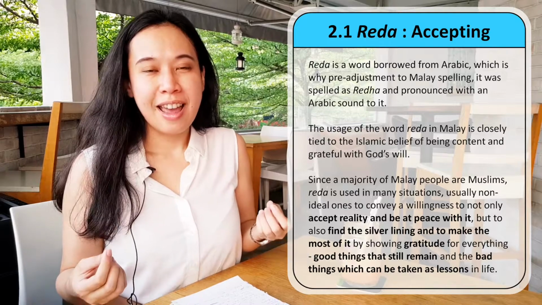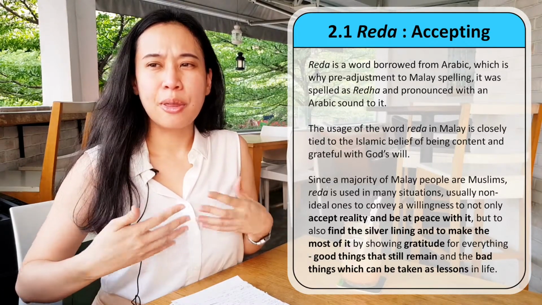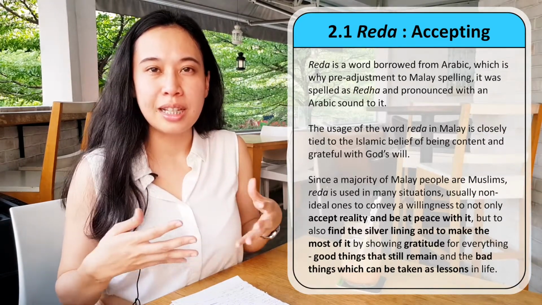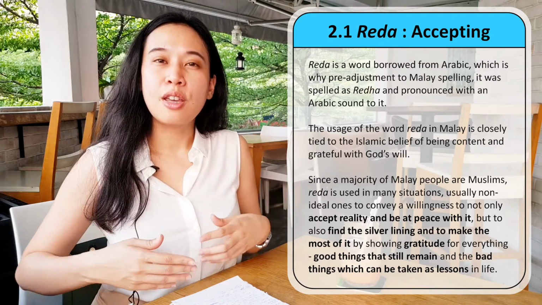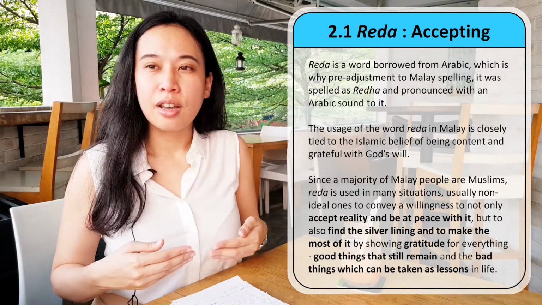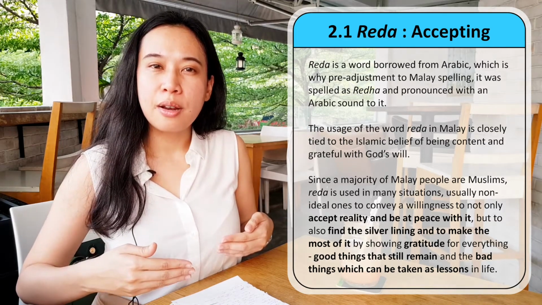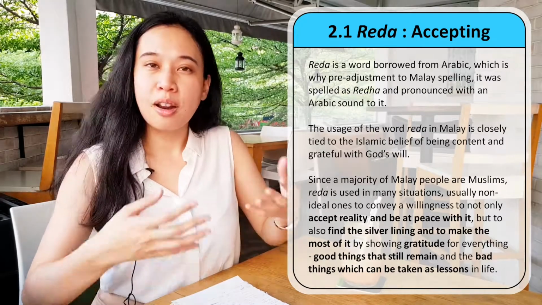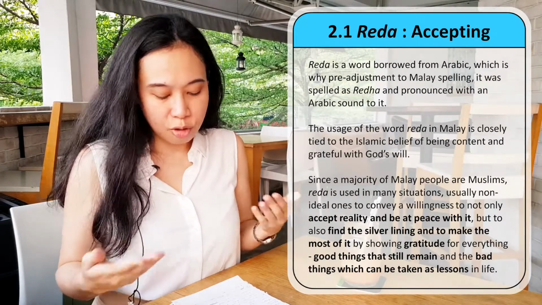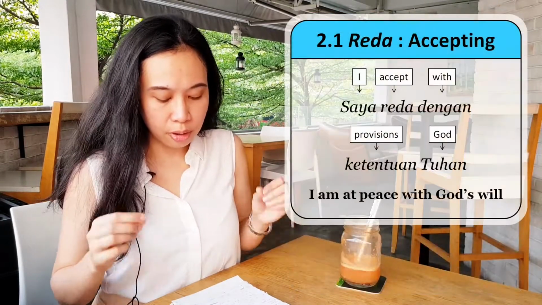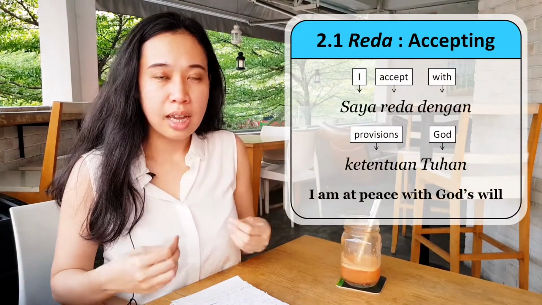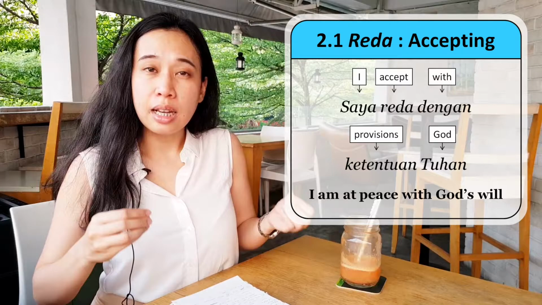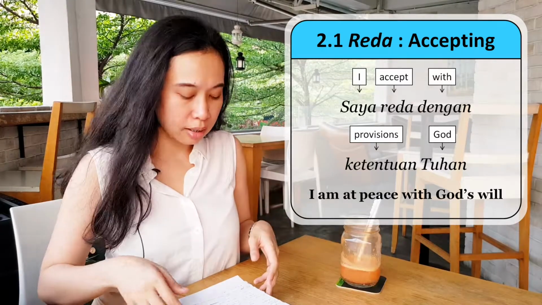Malays are Muslims, and in Islam, the concept of reda, to be accepting of God's will, is very closely linked to our culture. So to say that you are reda with something means that even though the circumstances might not be ideal and it's not what you were hoping for, you believe in God's will and you're accepting of it. You can usually hear Malay people saying, saya reda dengan ketentuan Tuhan. I am willing, accepting, resigned and at peace with God's will.